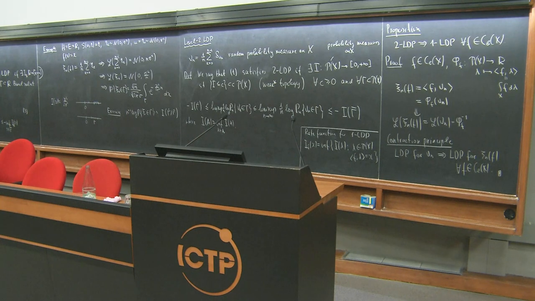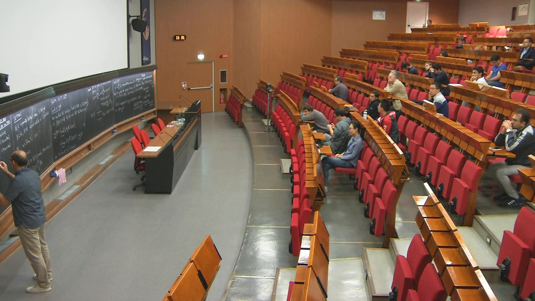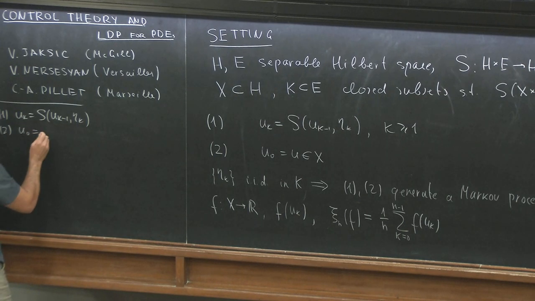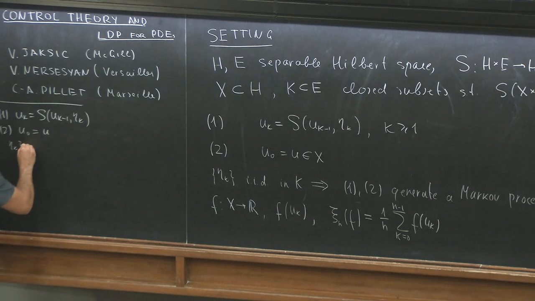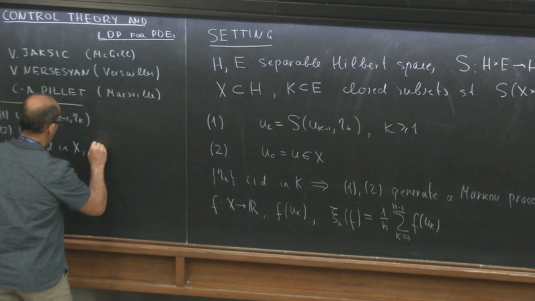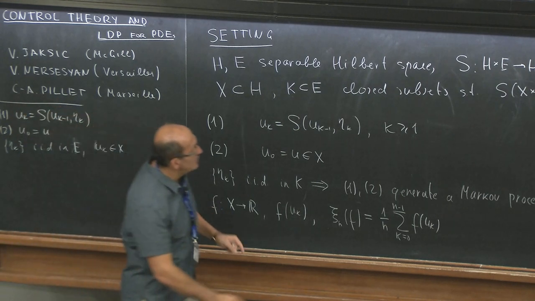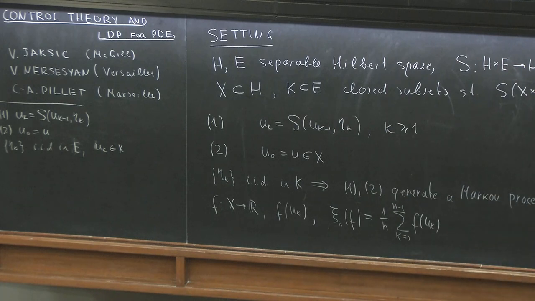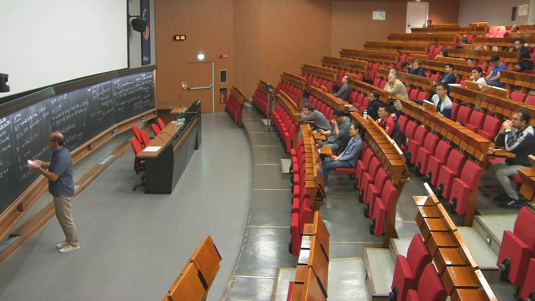Let me summarize what we have done, because I'm going to erase something. So we are studying this random dynamical system. Let me write this system here. u k is S of u k minus 1, eta k. So this is system 1. And 2, this is the initial condition. We have eta k is IID in E. And I consider my system u k in X. And this hypothesis ensures that we do have a well-defined system in X. So this was the first section.